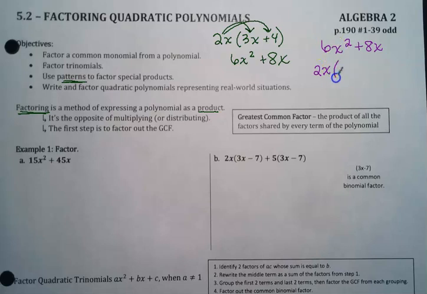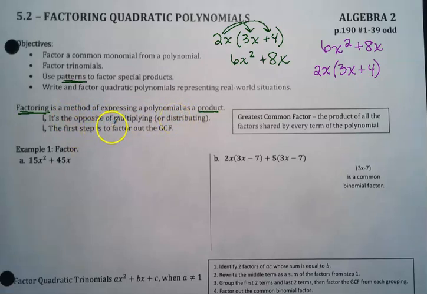So 6 divided by 2 leaves us with 3. X squared, and we divide by x, leaves us with 1x. 8 divided by 2 is 4. X divided by x just leaves us with that. So notice that these are the exact opposite. Multiplying polynomials and factoring polynomials are the exact opposite. They're like inverse operations of each other. Okay. So factoring, it's the opposite or the inverse of multiplying or distributing.